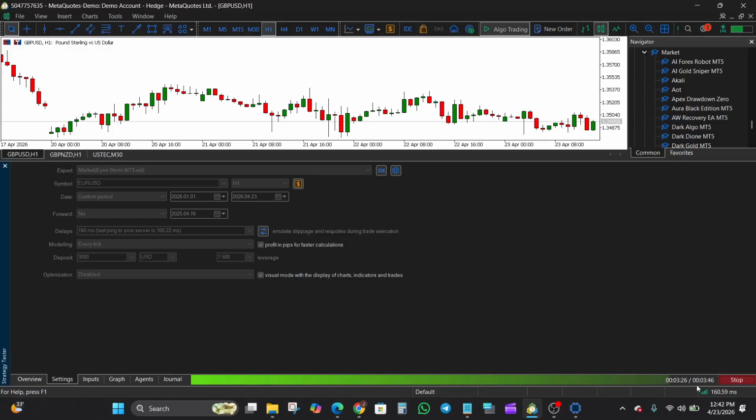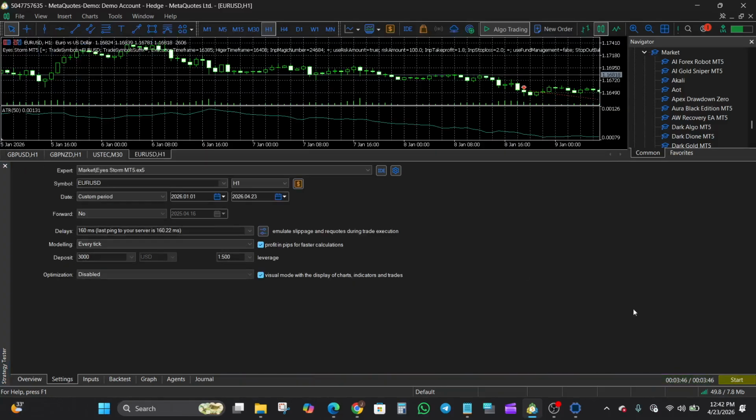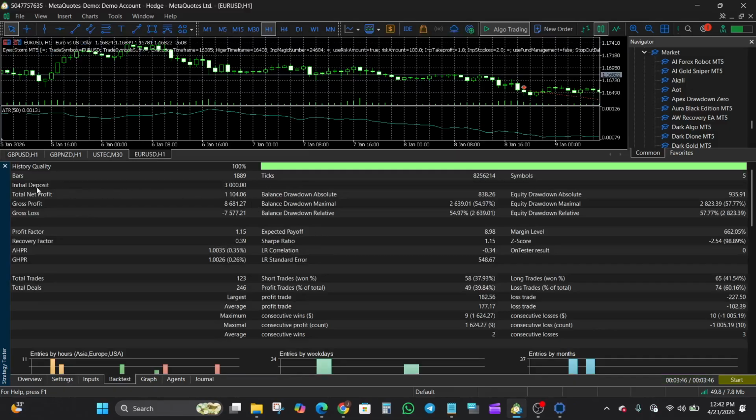Okay, so in a few seconds now, we should have the results out, and we're going to see the actual number of trades taken over this period of our backtest, and how many of them were profitable, how many of them were long trades, how many were short trades, and the percentage of profitability. Okay, here we go. So we can see that the initial deposit was $3,000 and the total net profit was $1,104. So that gave us quite a good profit margin. This should be roughly perhaps 35%, a little bit above 35%, I guess.